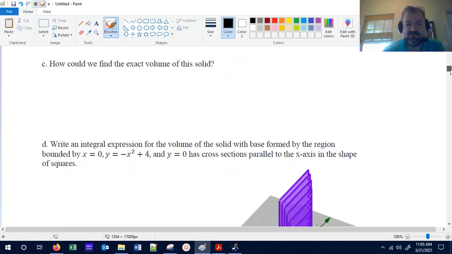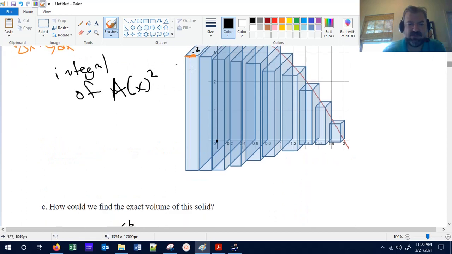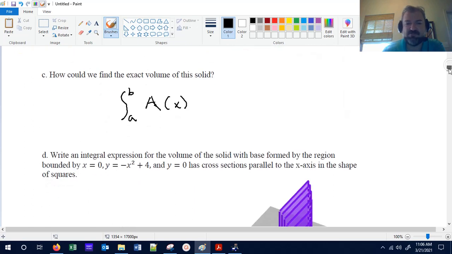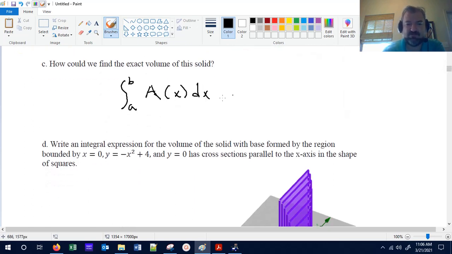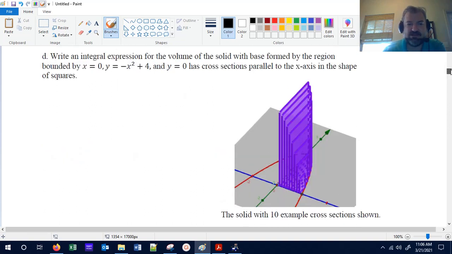So let's write down that formula. The formula is going to be the integral from a to b of whatever the area of our base of our prisms are, which is a function of x. I was saying area of x squared. I'm sorry. The area function is f of x squared. So in this case, that's f of x squared. But it's just whatever the area formula is times dx. Very simple formula.